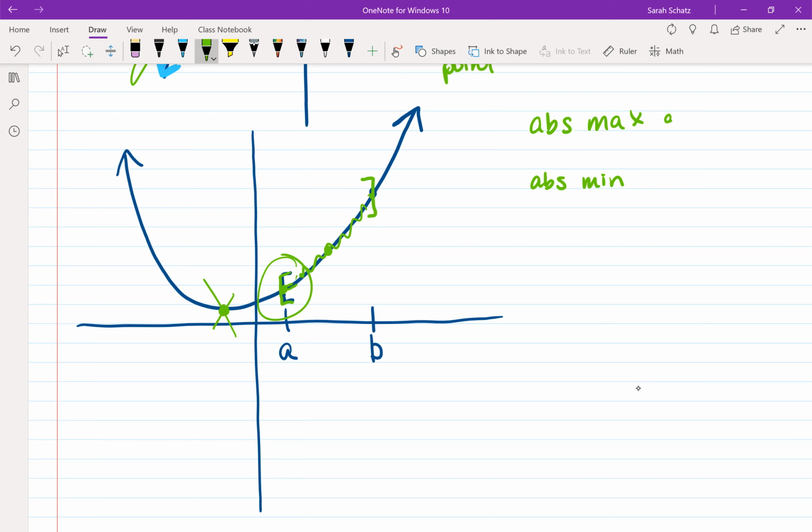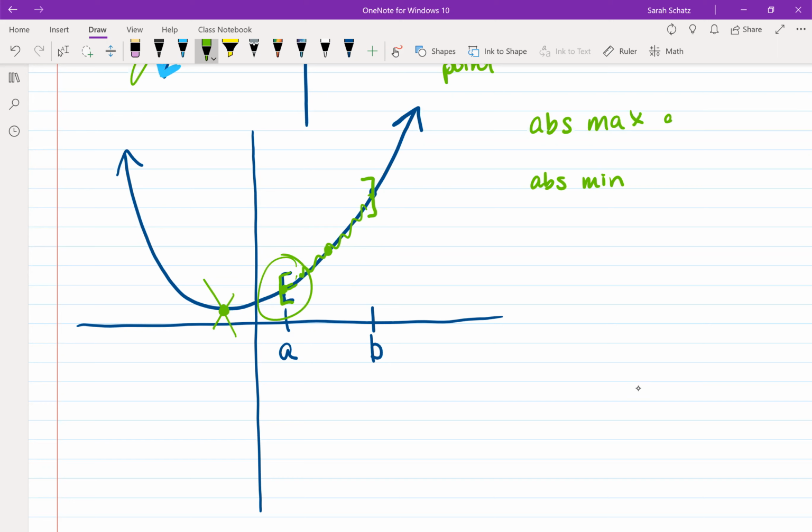So let me give you a problem. And we're going to talk about how to solve it, what words it's going to have in it to know, and that's going to help me know what I'm looking for.